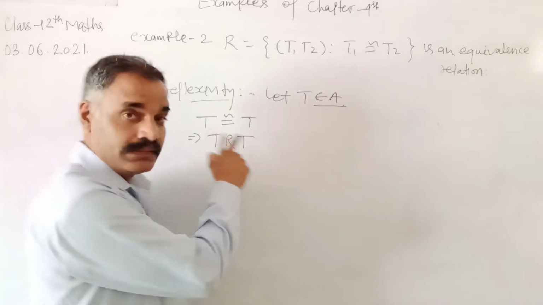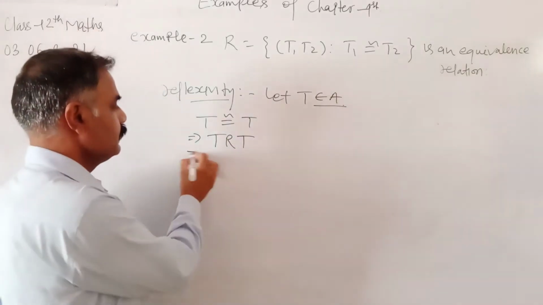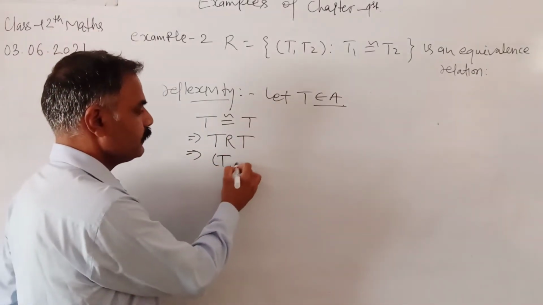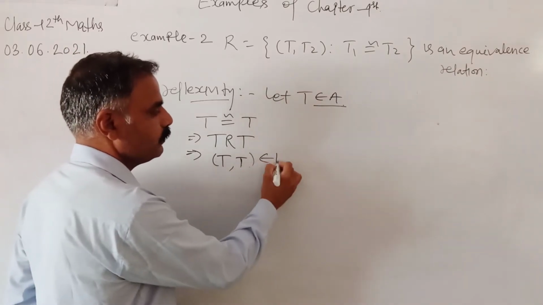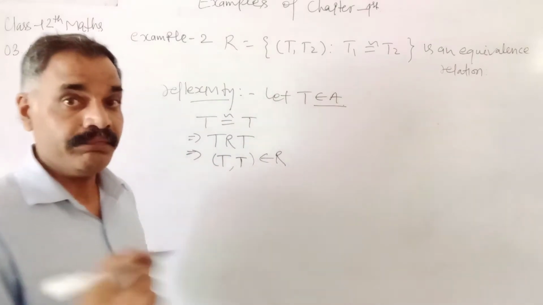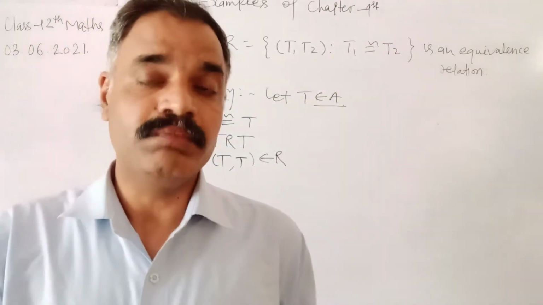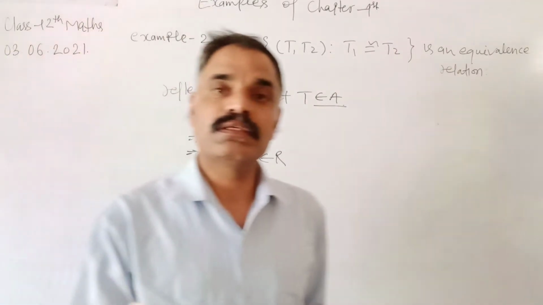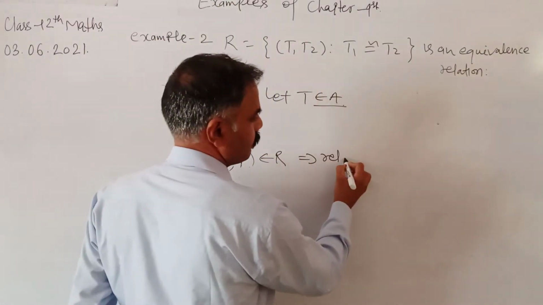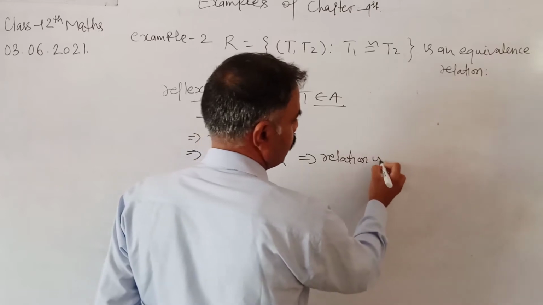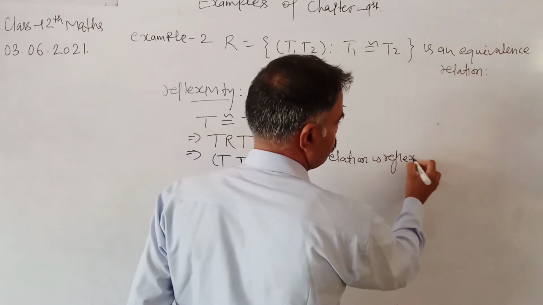And when T is related to T, it means the element of the type (T, T) belongs to R. And if the element of the type (T, T) belongs to R, it means the given relation is reflexive. So the relation is reflexive.